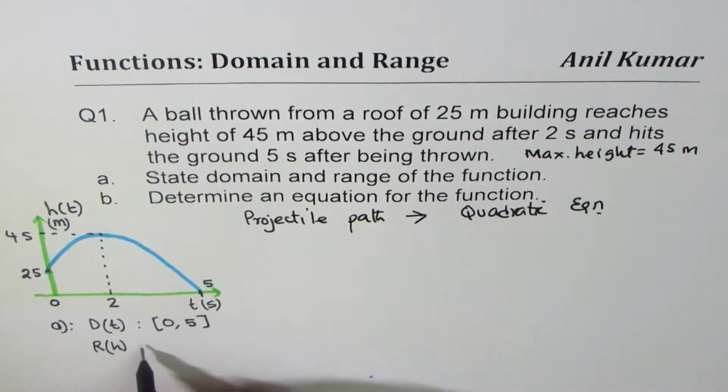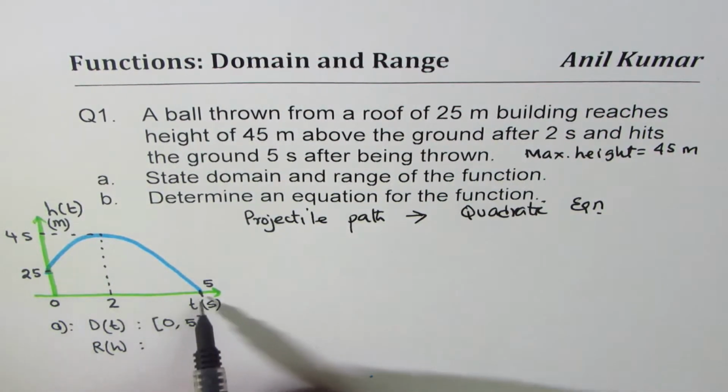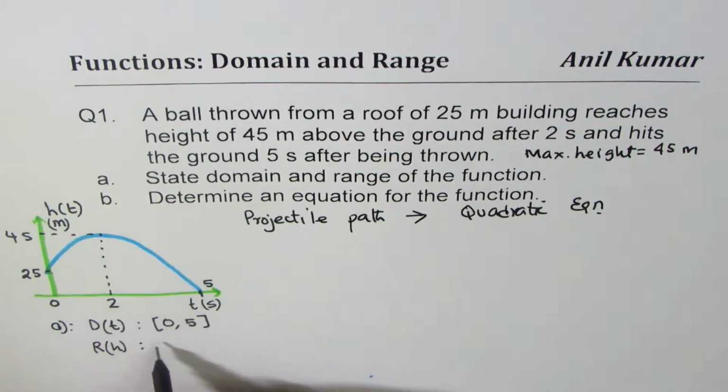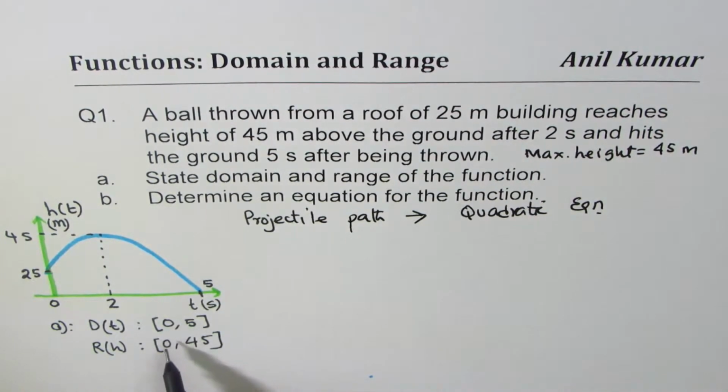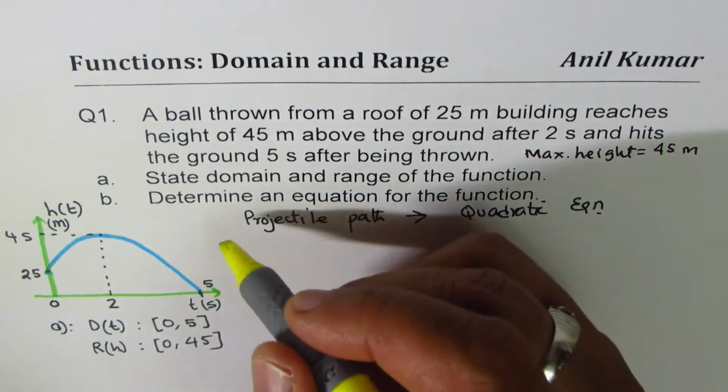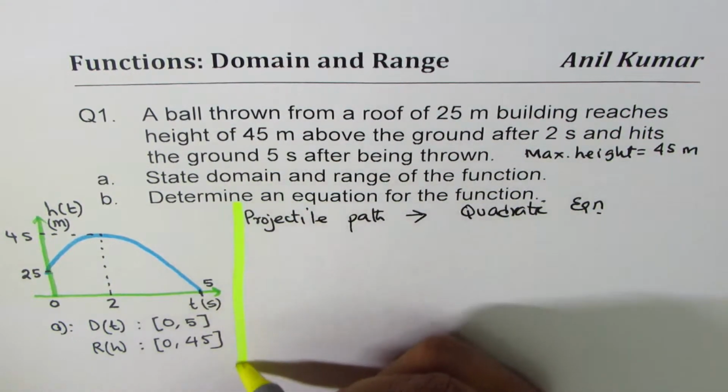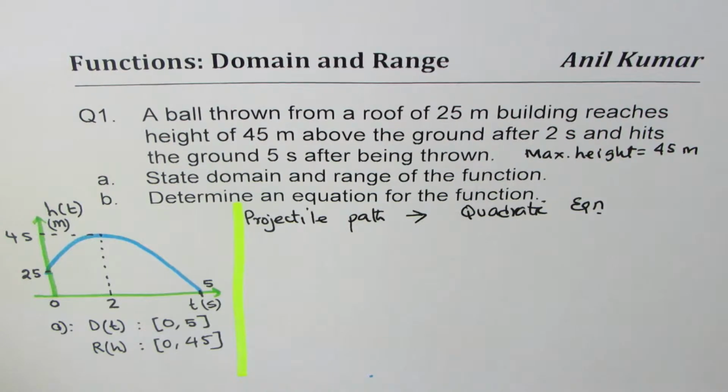How about the range? So range is height, correct? The variable height is for the range. Since it falls on the ground, and at this place the height is 0, the range is from 0 to 45. Is it okay? 0 to 45. Fortunately for you, all the parameters required to find domain and range are provided in the problem itself. So the example is simpler than what you should be expecting, okay? So domain and range we have answered.